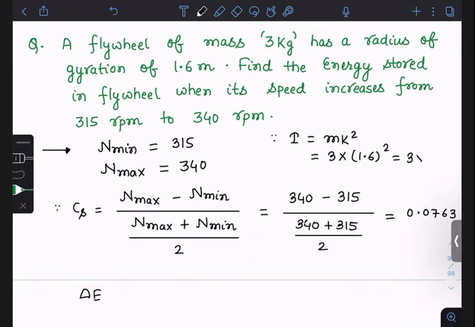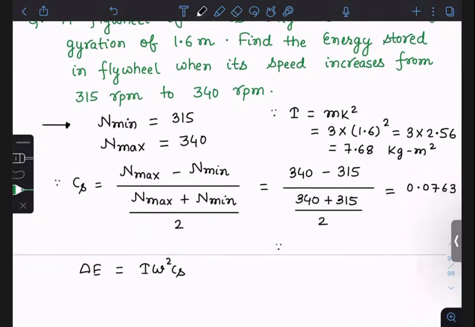So it is 3 into 2.56, which is 7.68 kg meter square, right? Delta E is I omega square CS. So we need omega mean, right? How can we get omega mean? Here first we need to find out N mean.